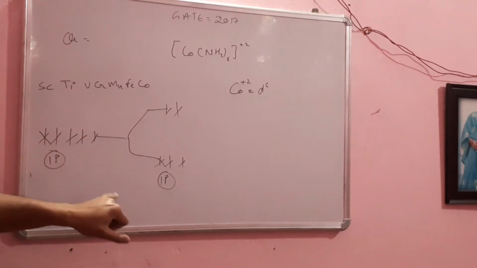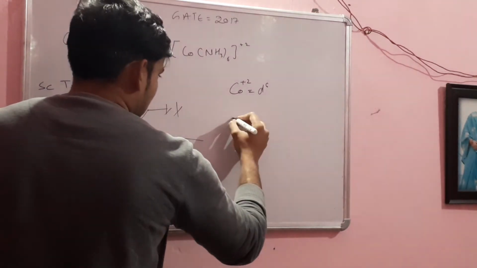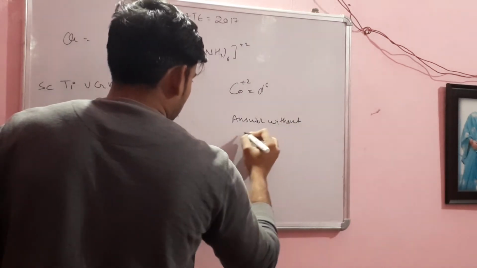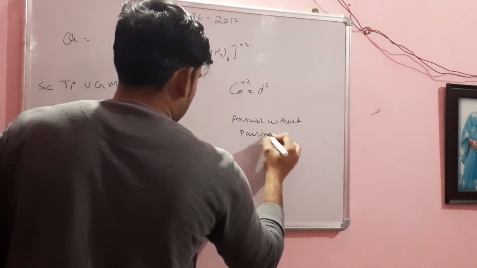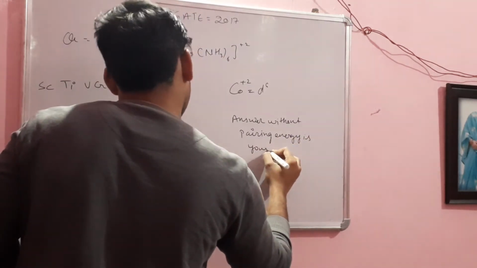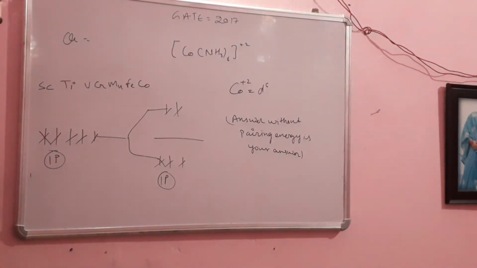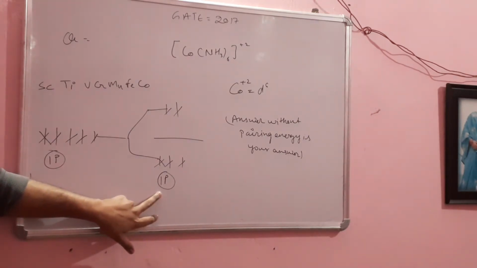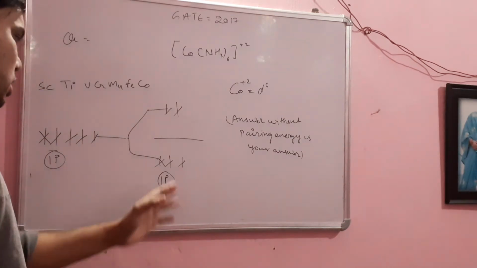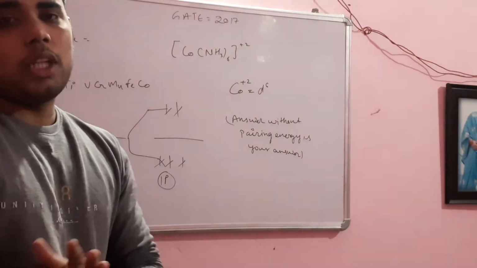So in your answer you can directly judge, without calculating the CFSE value, that the answer without pairing energy is your answer. Okay, you can calculate it directly. Because this splitting diagram has one pairing energy, and the normal diagram also has one pairing energy. These one pairing energies will cancel out. So you need to find the answer without any pairing energy.